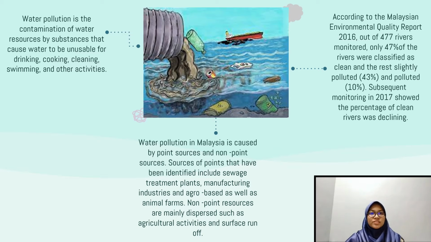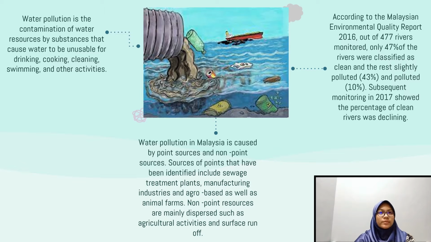Now I will be presenting the introduction part. Water pollution is the contamination of water resources by substances that cause water to be unusable for drinking, cooking, cleaning, swimming, and other activities. Water pollution in Malaysia is caused by point sources and non-point sources. Sources of points that have been identified include sewage treatment plants, manufacturing industries, and agro-based as well as animal farms. Non-point sources are mainly dispersed, such as agricultural activities and surface runoff.